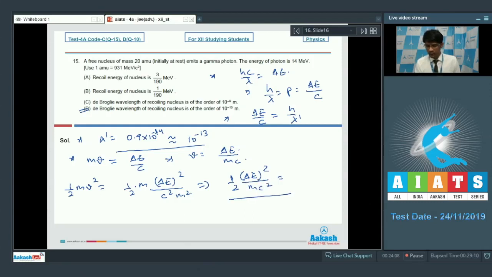Just replace the value of delta E to be 14 mega electron volt. M into C square is written down as 20 AMU, 20 into 931 mega electron volt per C square, and we'll be getting this answer to be very close to 1 divided by 190 mega electron volt. So I would say option B is the correct answer. So for question number 15, we are getting option B and option D as the correct answer. Now we shall proceed to question number 16.